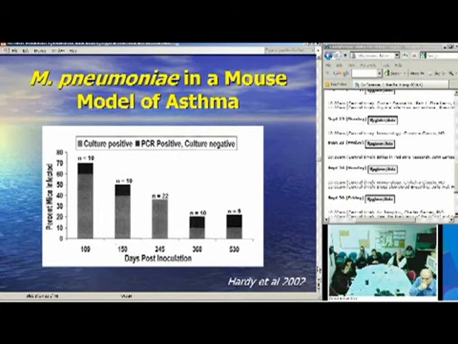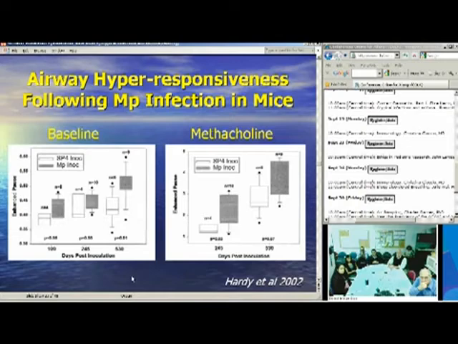Mouse models of asthma using Mycoplasma also suggest that this organism is capable of sticking around for a long time. This is a paper by Hardy et al., who showed that this organism could be instilled into mouse airways and could hang around for a long time. This is a pretty old mouse, and they were still able to culture and PCR the organism in a substantial proportion of animals pretty far out. And if you looked at airway hyperreactivity using whole-body plethysmography, there was a strong tendency for the infected animals to have higher baseline airway wheezing. I guess you could call this enhanced pause that's measured, as well as increased reactivity to methacholine.